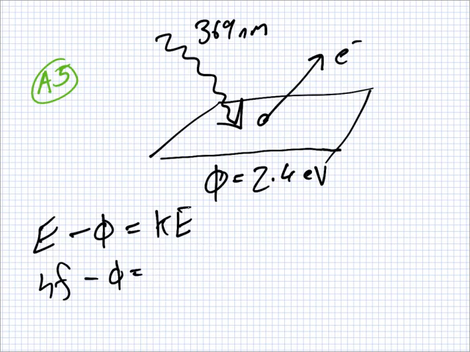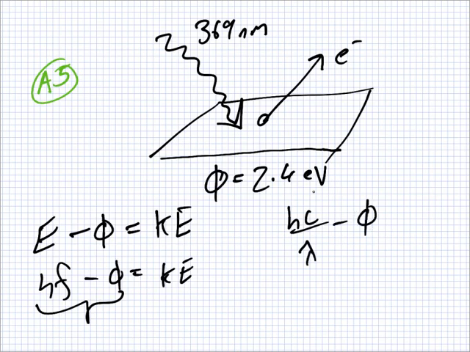Actually, you know what? They just want the kinetic energy. Also, just work out this. We don't know the F, but we know that F is C over lambda. So it's HC over lambda minus the work function in joules, not electron volts.